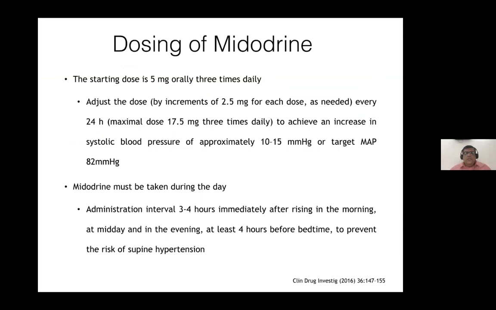The starting dose is 5 milligrams orally 3 times a day, and you adjust the dose frequently to achieve an increase in the systolic blood pressure of approximately 10 to 15 millimeters of mercury, or more likely, after a very elegant study, we know that if you have achieved a target mean arterial pressure of 82, then it is associated with much better control of ascites and less renal dysfunction.